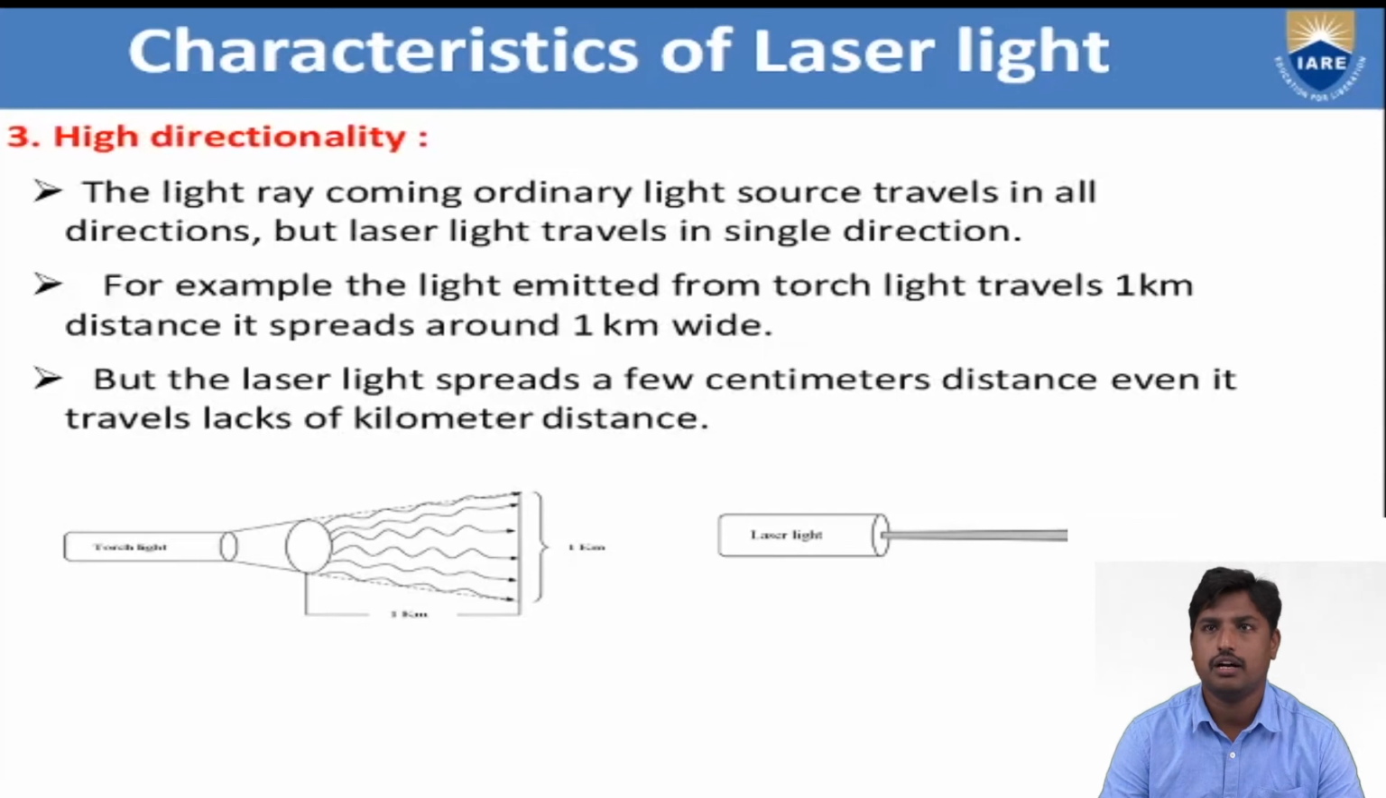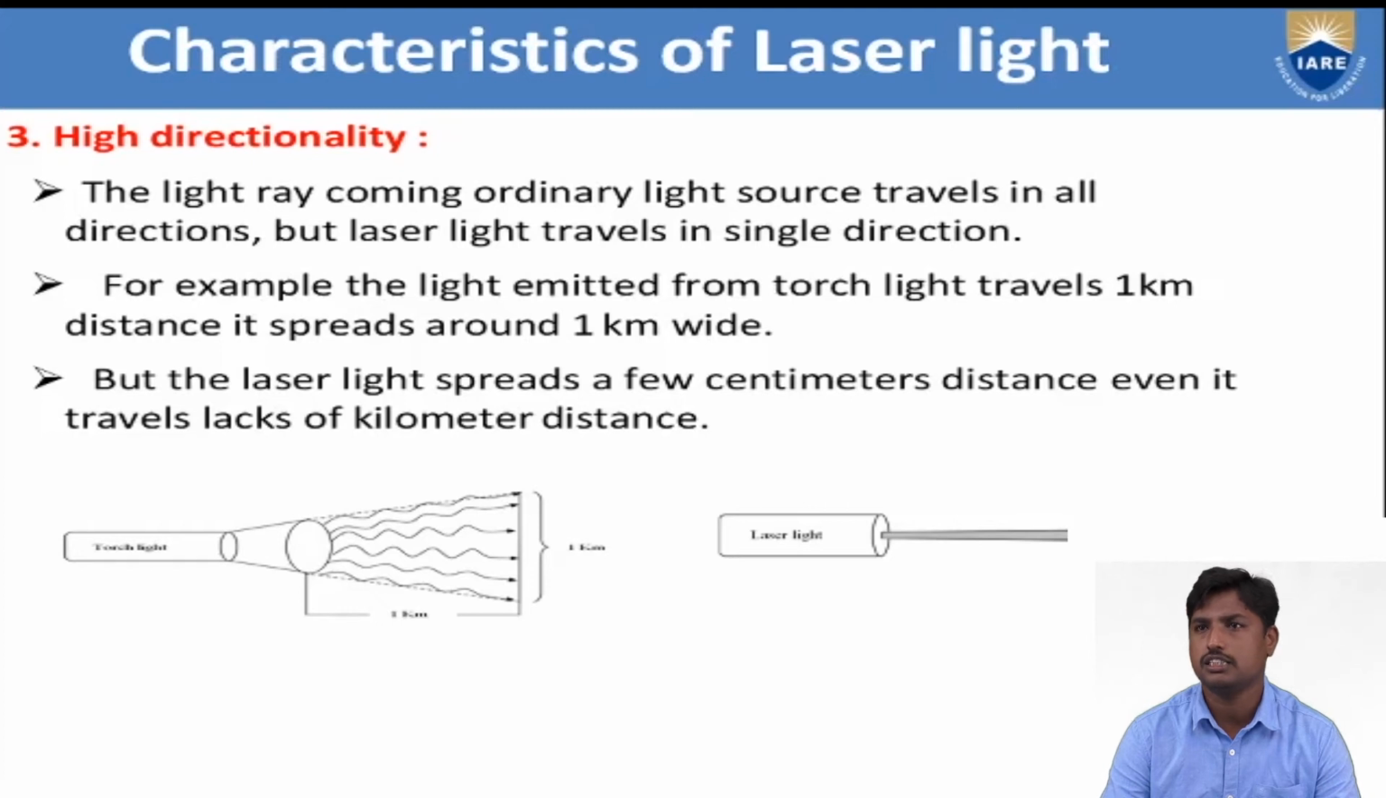The light rays coming from an ordinary light source travel in all directions. When you observe normal light, like a 100 watt bulb or a torch light, it spreads over the room or over the atmosphere. That's why it has no directionality. Over a 1 kilometer distance it spreads totally. For example, the light emitted from a torch light travels 1 kilometer and spreads around 1 kilometer wide also. That is the spreading of light from ordinary light.